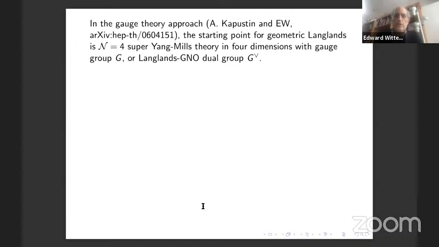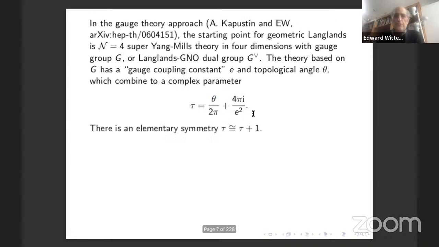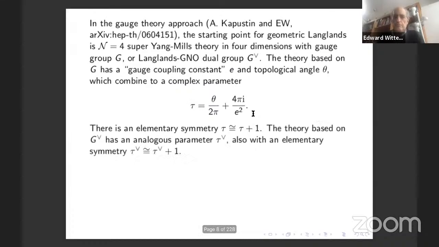dimensional gauge theory that's called N=4 super Yang-Mills with the gauge group G, which will be a compact simple Lie group, or its Langlands, Goddard-Nuyts-Olive dual group, G dual. So the theory based on G has what's called a coupling constant e and a topological angle theta. They combine to a complex parameter tau with a positive imaginary part. And there's an elementary symmetry that shifts tau by 1 because instanton number is integer valued.